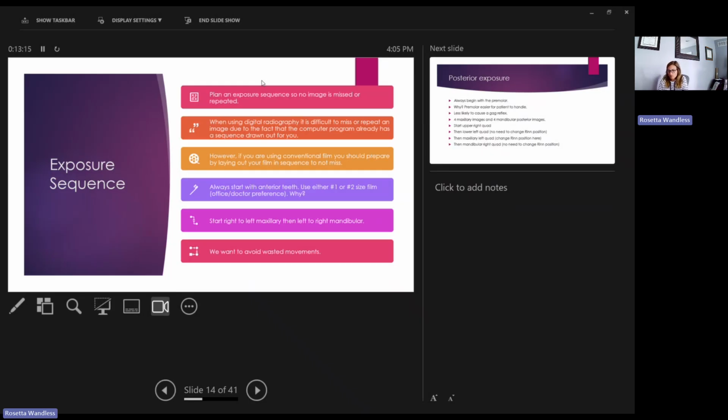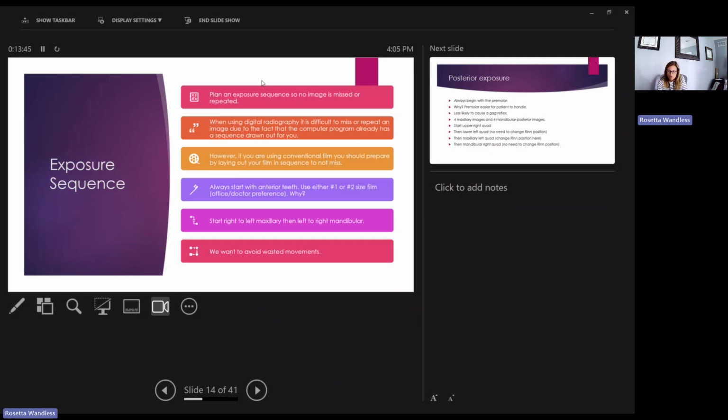When we're using digital radiographs, obviously it's very difficult to miss or repeat an image because the computer programming already has a sequence drawn out for you, and we follow the leader on that. However, if we're using conventional film, you should prepare by laying out your film in sequence so as not to miss any, and have that sequence outside the room so you're not exposing the film prior to actually exposing it in the mouth.